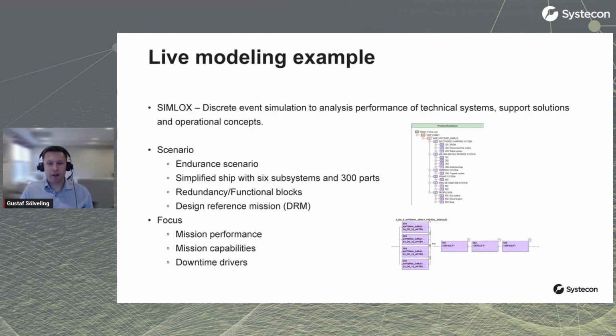So the scenario here is an endurance scenario. We have a simplified ship with 6 subsystems, and I looked, it's about 300 parts that are part of this model. We do have some redundancy or functional blocks that I will show you here. There is a design reference mission, which in this case is pretty straightforward. We have our endurance period, which I believe is 6 months, split up into smaller slices, each with their own specific requirement.